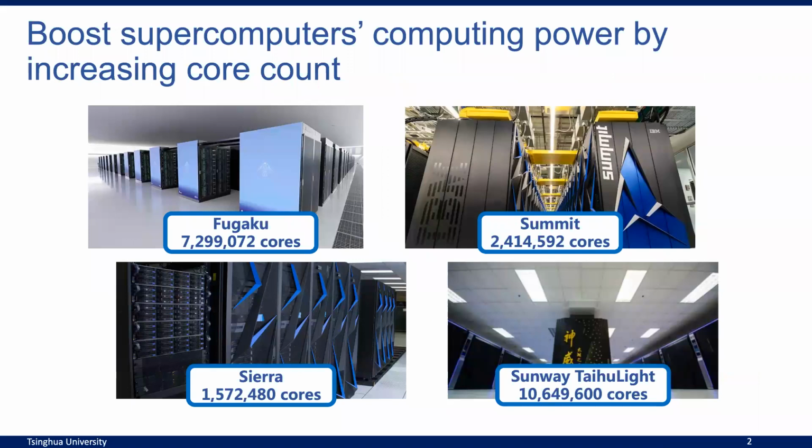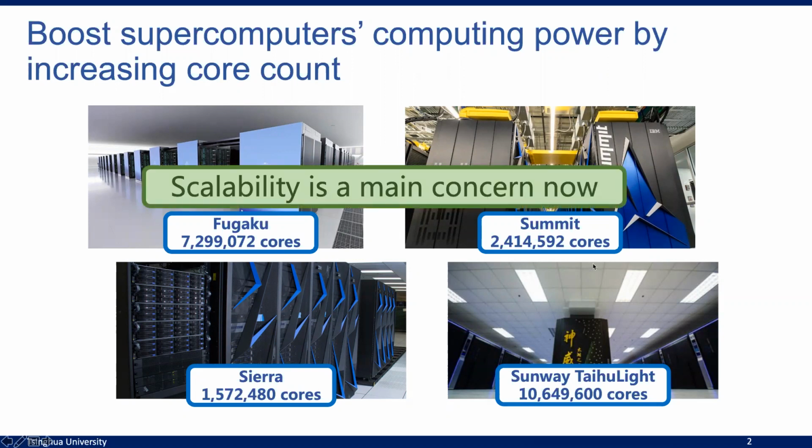A decade after Dennard scaling ended and clock frequencies have stalled, increasing core count remains the only option to boost computing power. Top-ranked supercomputers already contain millions of processor cores. This unprecedented growth in recent years shifted the complexity to performance optimization of parallel programs, for which scalability is a main concern now.